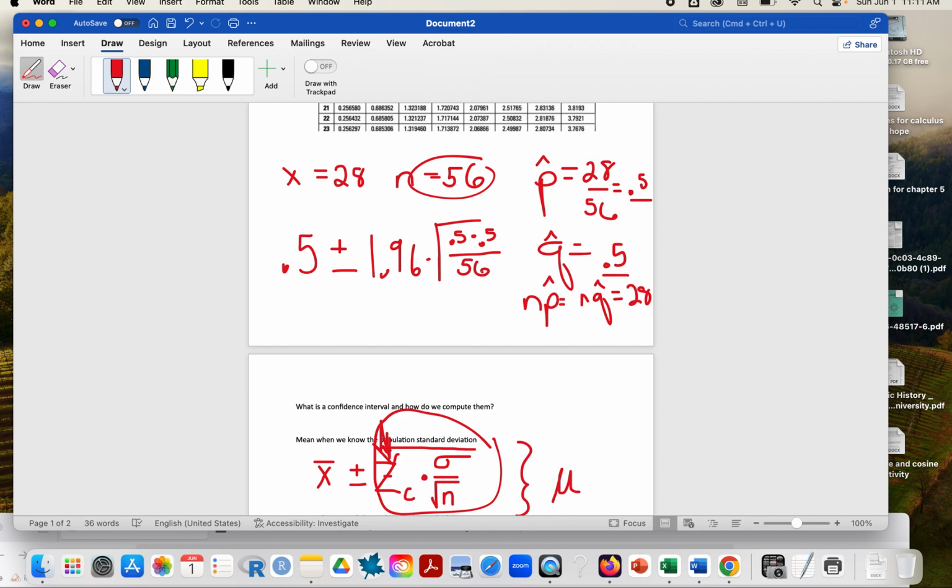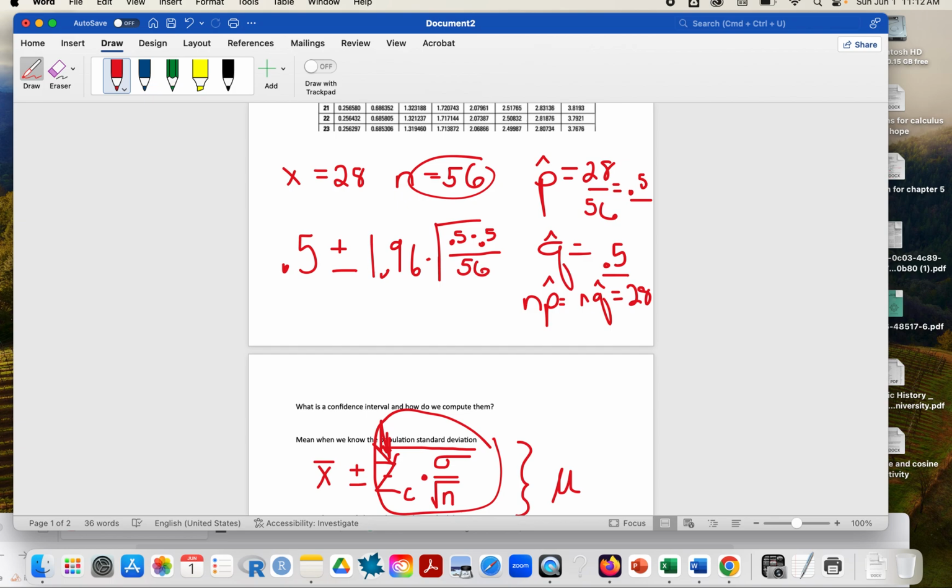So you're going to hit the stat key, you're going to go to tests, and you're going to find one prop z test. It's number 5. And you're going to hit enter. Oops, not z test, z int. I am wrong. So stat, go to tests, z int, one prop z int. There it is. It's letter A, not test. Whew. I'm sorry for that, folks. So it's going to ask for your x, which is 28. It's going to ask for your n, which is 56. It's going to ask for your confidence level. It's going to take care of all the other formula stuff.